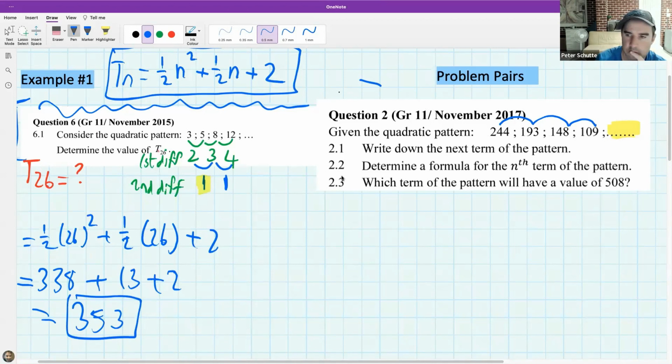So, Bradley, I see you. Could you help us with 2.1? Do you want to raise your hand, Bradley, and we can unmute you to get the answer for 2.1? Will you help us out?